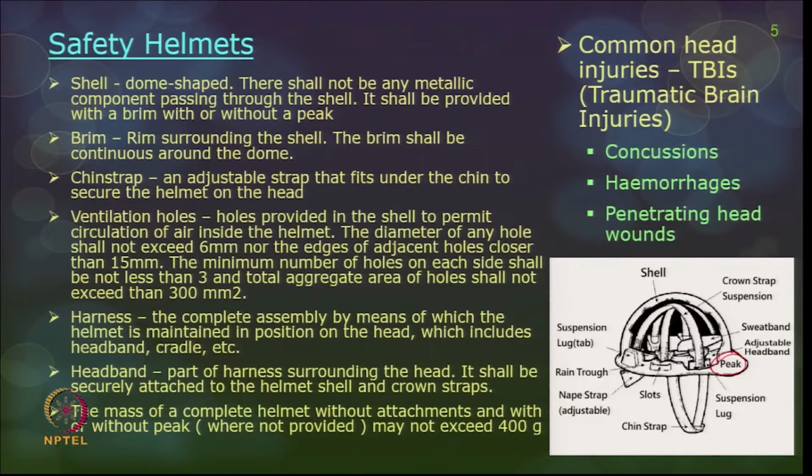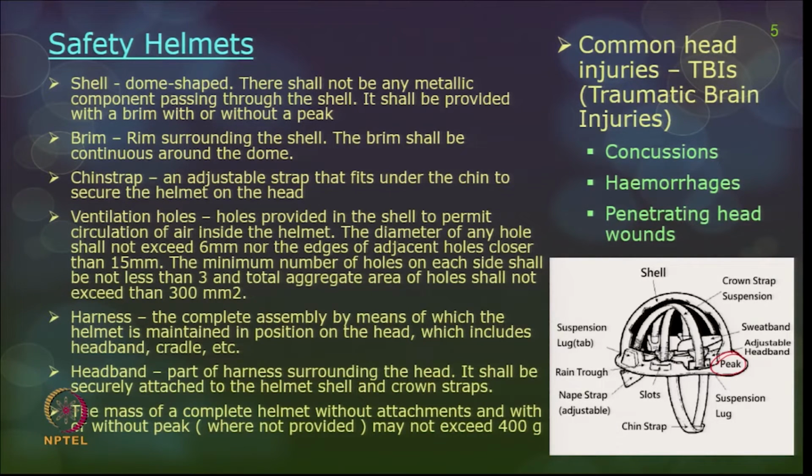Now, the mass of a complete helmet without attachments may not exceed 400 grams. Again, there is a specification given for the weight of the helmet, and there are a lot of varieties of tests to do on flammability resistance, shock absorption and heat resistance and so on, given in the IS code. So, if you are interested, you can go through that later on.